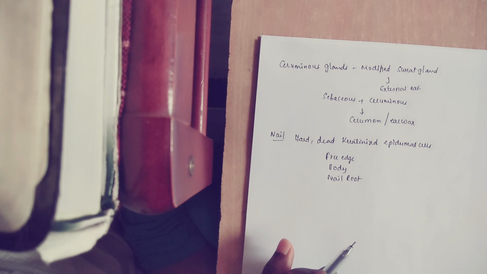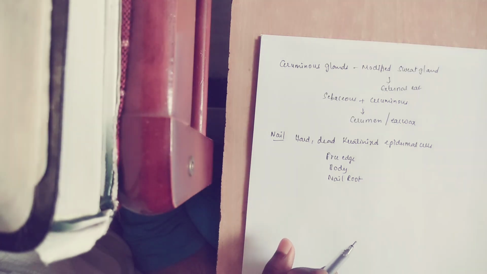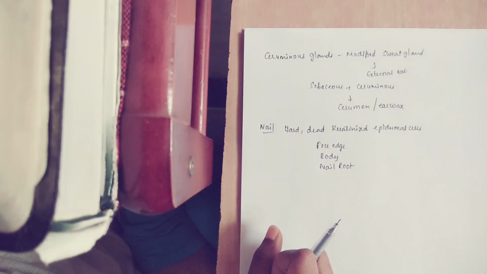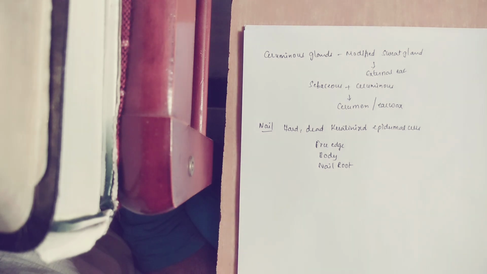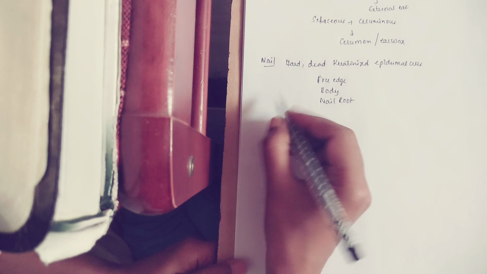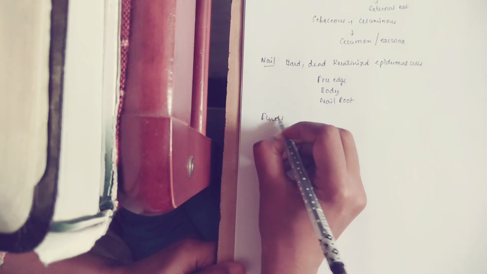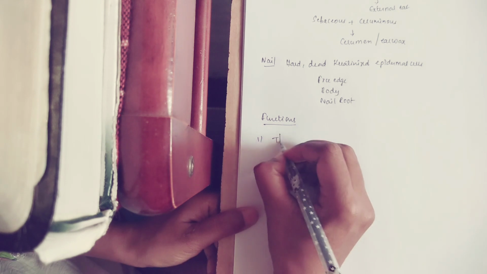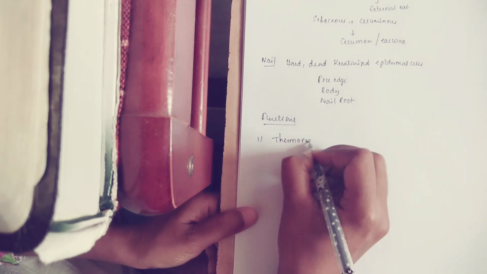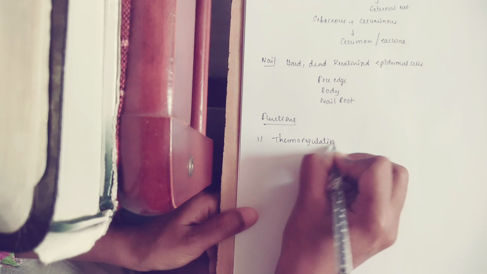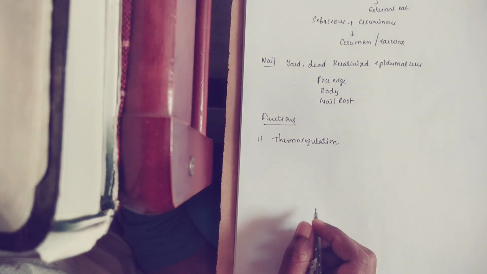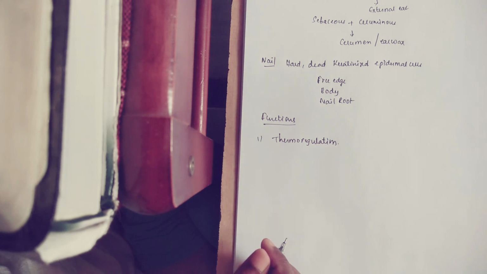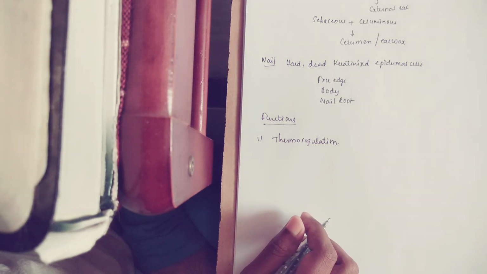Okay, these are all the different accessory structures of the skin, and next we'll discuss the different functions of the skin. The first one is thermoregulation. What is meant by thermoregulation? It means this skin is useful for regulating the body temperature.